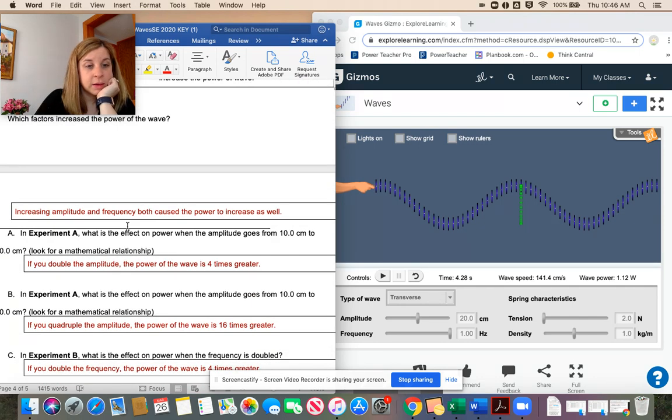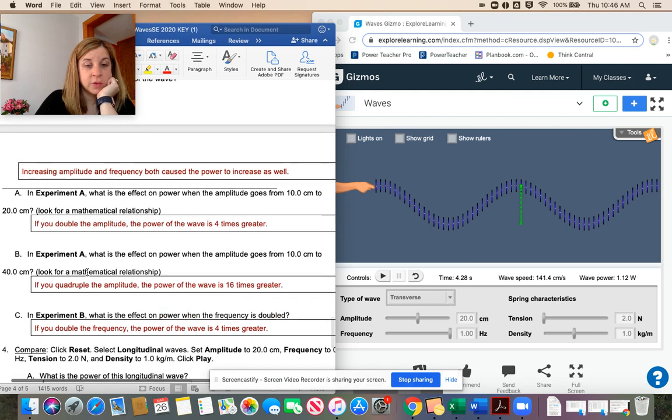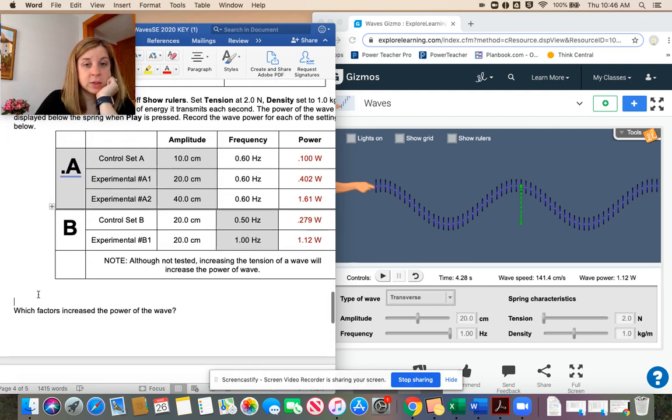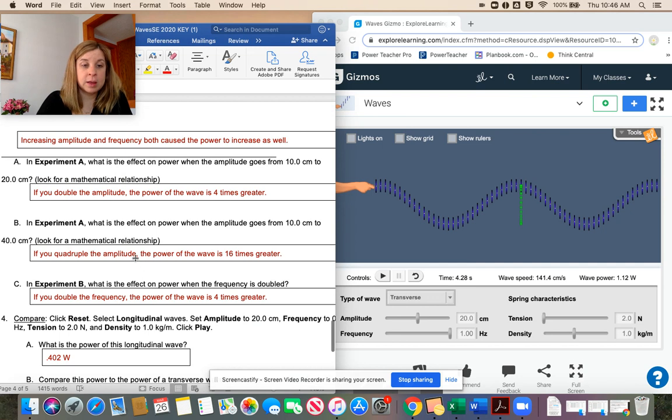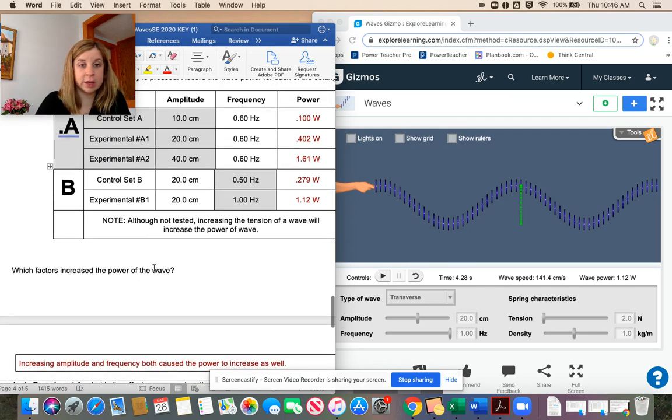And now, when I look at B, it says, what is the effect on the power of the amplitude from 10 to 40? Okay? So I'm looking at 10, so it's 0.1, to 40, which is 1.61. So 1.61 divided by 0.1 should give me approximately 16. Okay, so it will be 16 times greater. Okay, same thing for experiment B. What is the effect on the power when frequency is doubled? So if I double the frequency, the power is 4 times greater. I did the same thing. 1.12 divided by 0.279, and you get approximately 4.